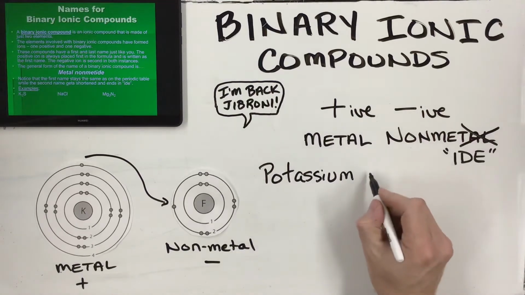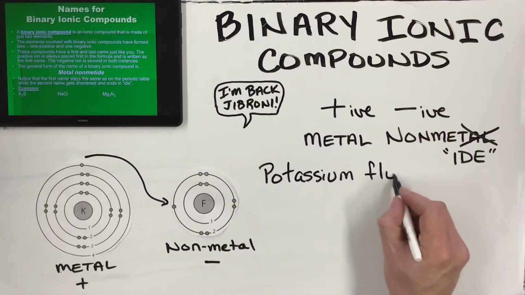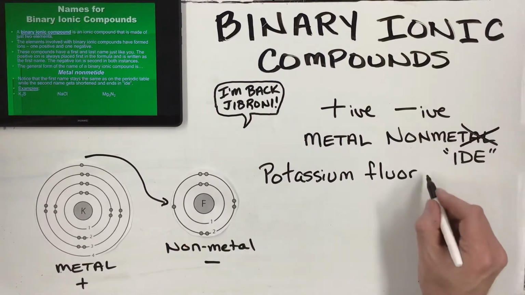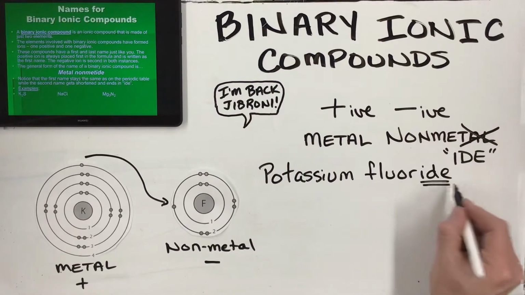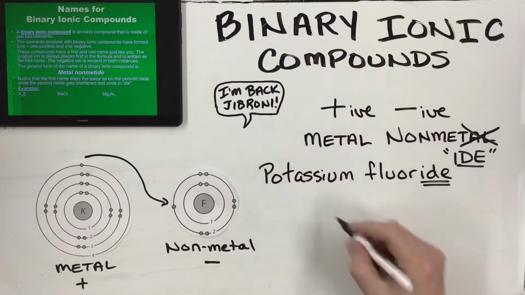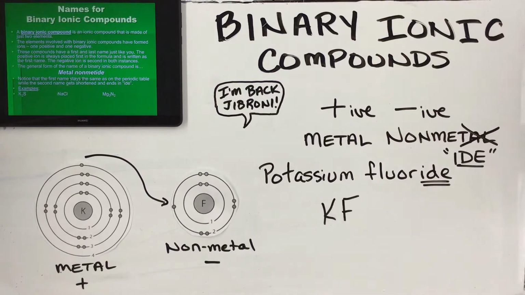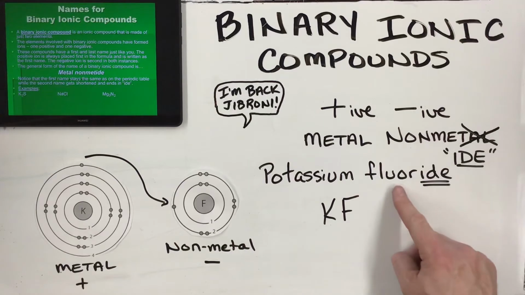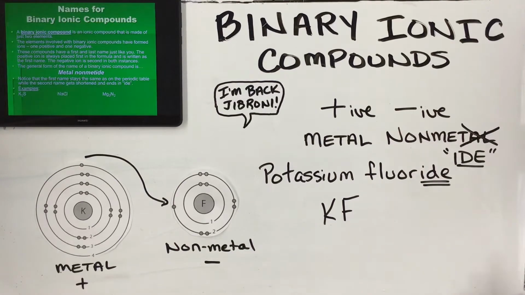So, what does that mean? Well, our fluorine now becomes fluoride, right? That IDE ending tells us potassium and fluorine are together. When I say potassium fluoride, any chemist is going to know, oh, you're talking about that. That's KF. There's our positive ion first. The negative nonmetal ion second. The negative nonmetal name second. So, that's all that's to it.